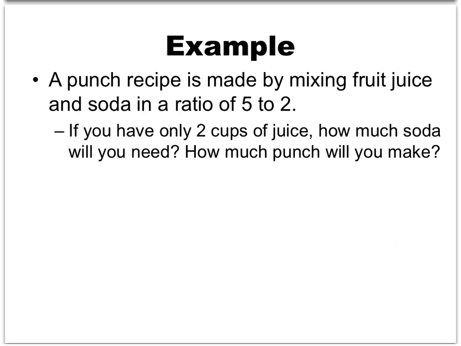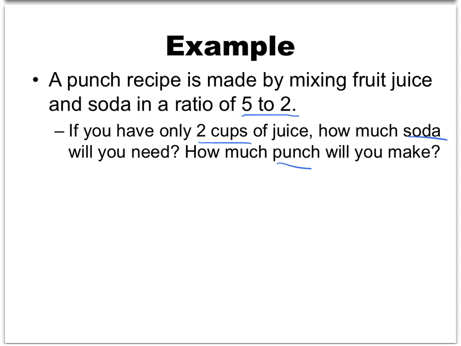A punch recipe is made by mixing fruit juice and soda in a ratio of 5 to 2. So you've got this ratio here of 5 to 2. Now no units are given, but as we saw in section 7.1, it doesn't matter what the units are. It could be anything as long as the units on both the fruit juice and the soda are the same. So it says if you have 2 cups of juice, how much soda will you need? And then how much punch will you make? So we need to know the amount of soda and the amount of punch.